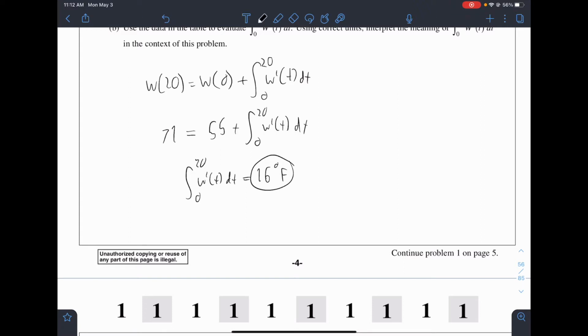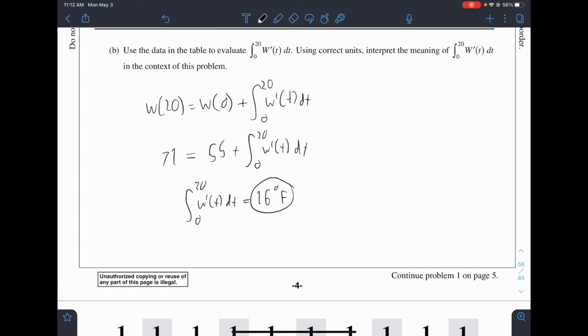Awesome. So now we have to find out what this means. Since we know that this is a start plus change problem, we can infer that the change part is the integral. So we can write down the change in temperature of the water in the first 20 minutes is 16 degrees Fahrenheit. Cool.